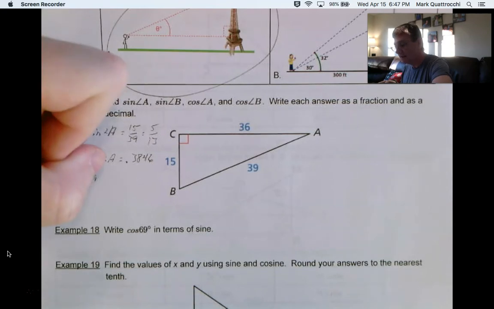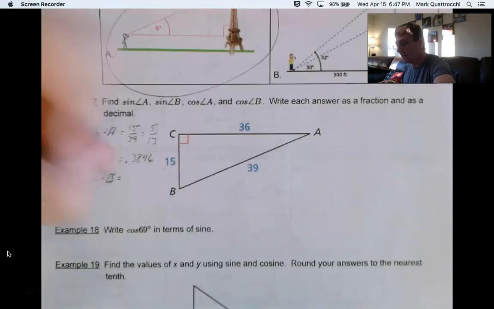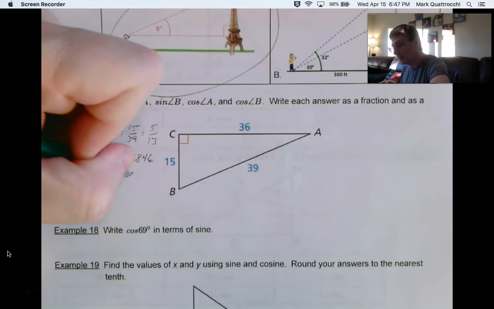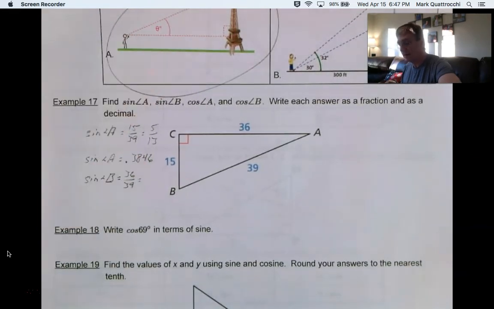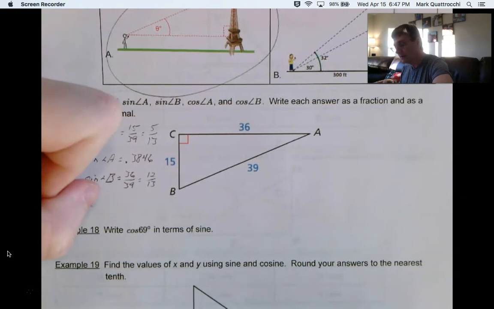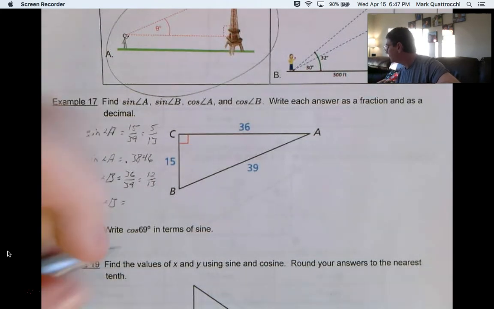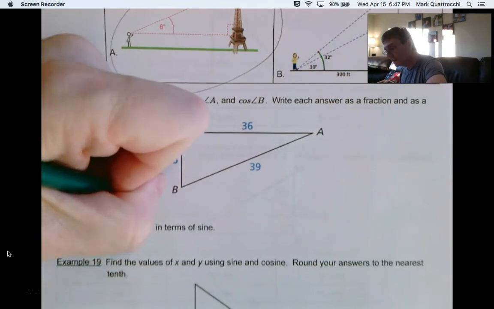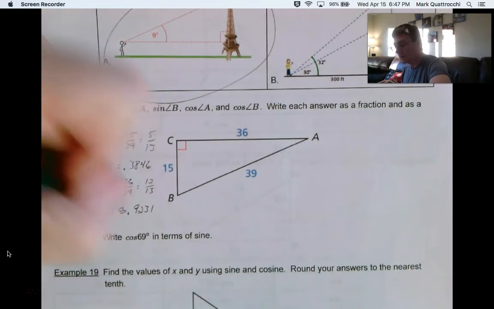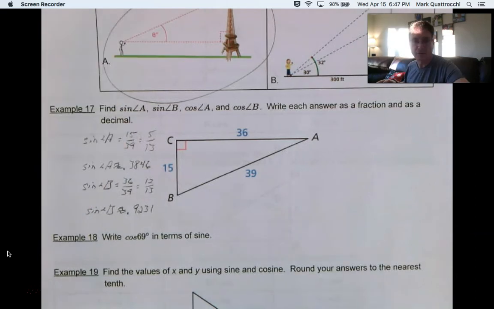Sine of angle B. Angle B is here. We got 36 over 39. Again, these both reduce by 3. 12 over 13, sine of angle B. 12 divided by 13 is 0.923, and it rounds up. And again, these ones are approximates. I'm rounding those decimals.